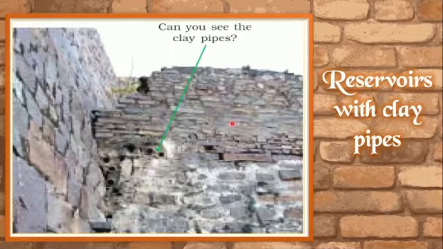Okay. And how do you spell reservoir? R-E-S-E-R-V-O-I-R. Reservoir means big tanks in which water is collected. Now the walls of these reservoirs had clay pipes in between. Can you see these holes? These are the clay pipes which are fitted in these walls. These pipes used to carry water to the fountains and to the different places in the palace.